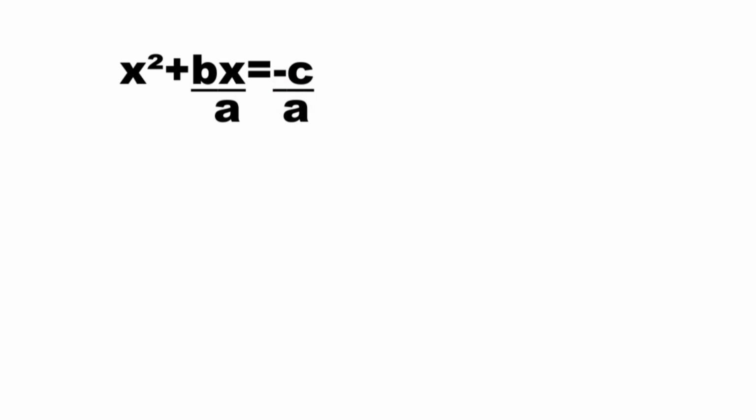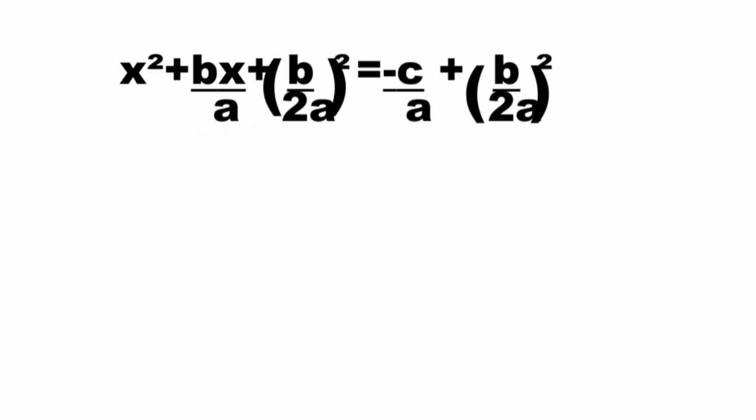Then by completing the square, we are going to add the middle term divided by 2, squared, to both sides of the equation. We have here b over a, so the middle term now becomes b over 2a. We add b over 2a squared to both the left and the right side of the equation. Then we are going to simplify the right side of the equation.